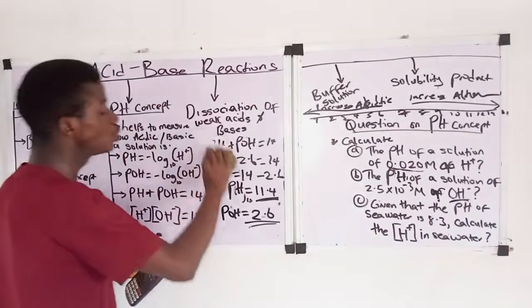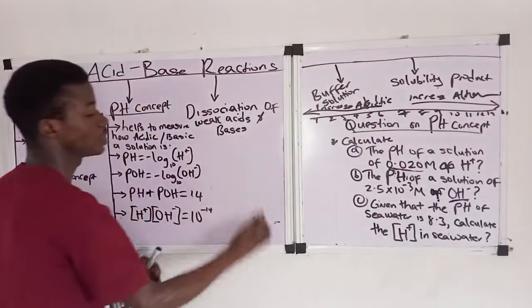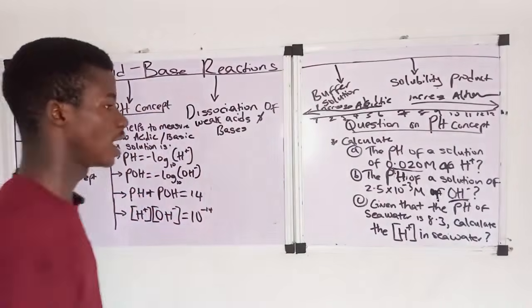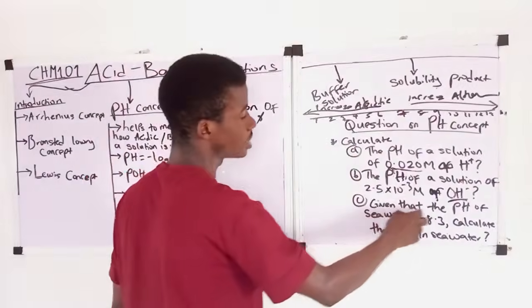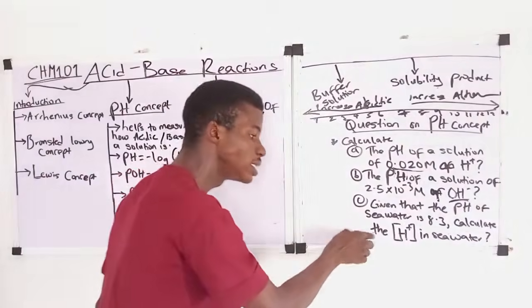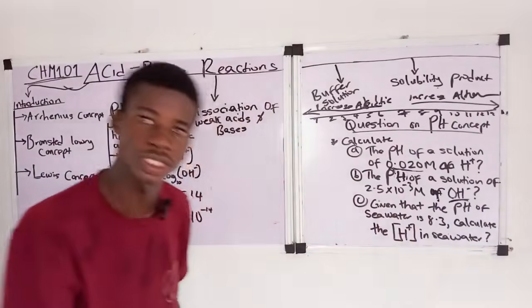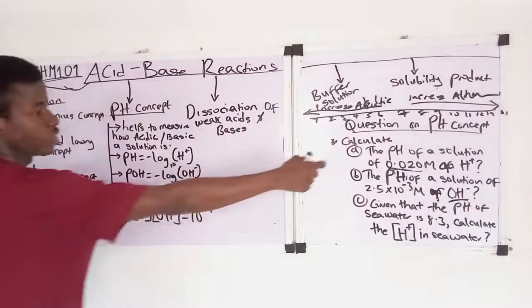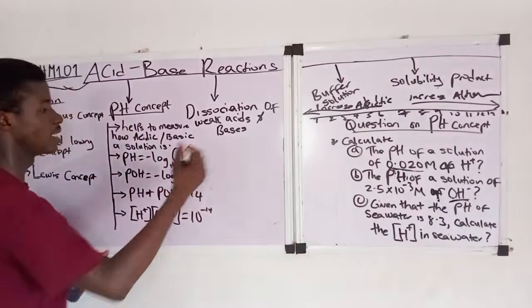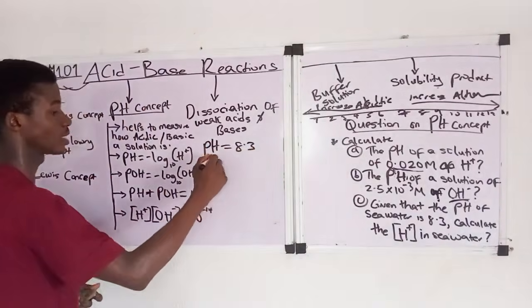Now let's do the third question under the pH concept. The third question says: given that the pH of seawater is 8.3, calculate the hydrogen ion concentration in seawater. It's just the reverse of this question. In this question, they give us the pH to be 8.3, and they ask us to look for what?